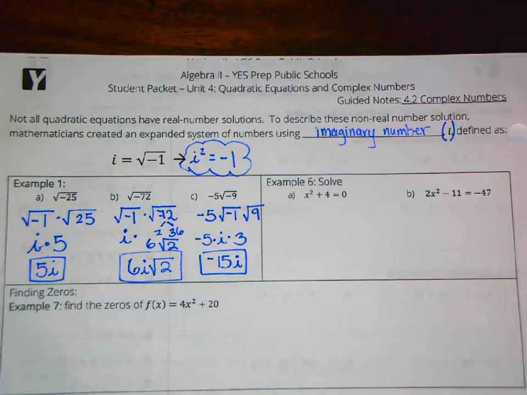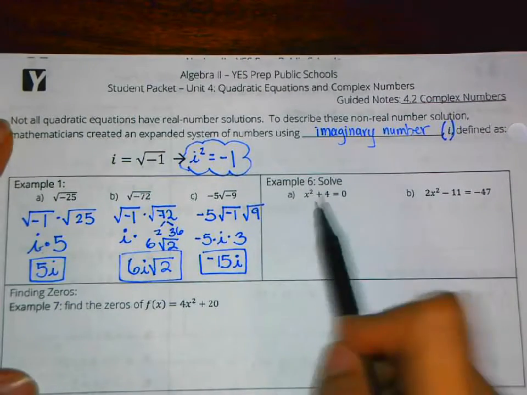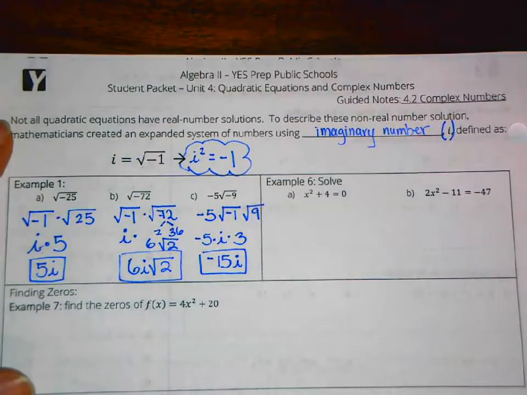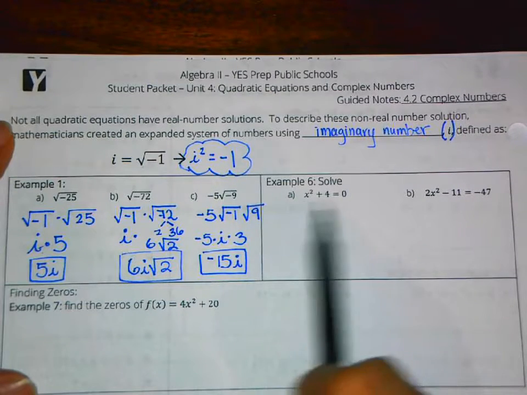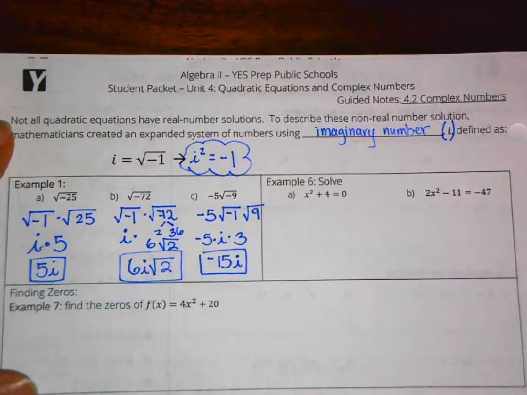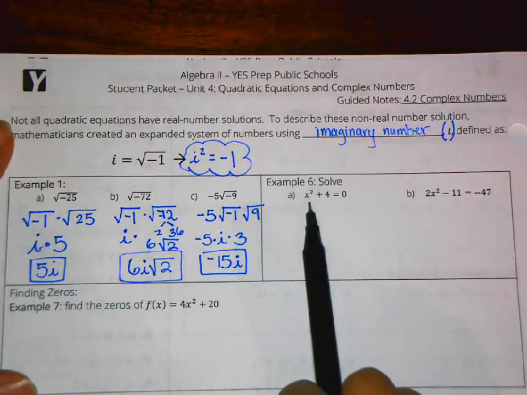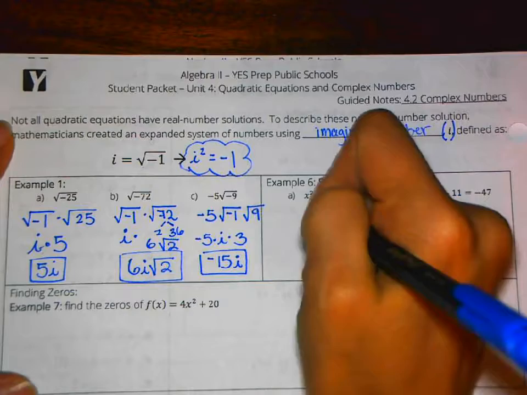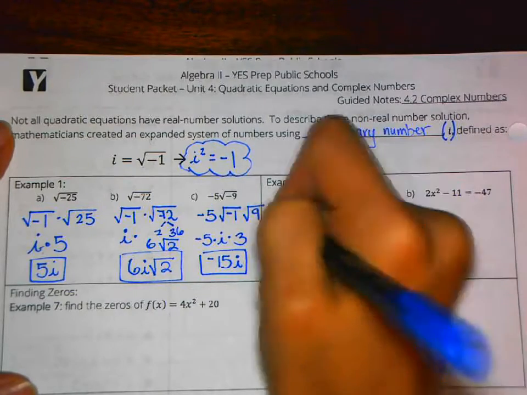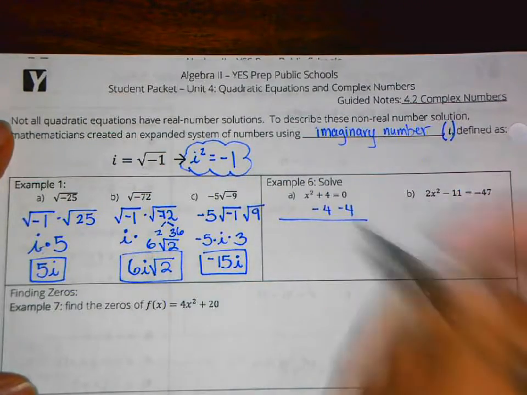Okay, now that we talked about simplifying square root of a negative number and now actually put it to use, let's solve this equation. x squared plus 4 equals 0. Notice how there's only one variable in there, and that's an x squared. And I'm going to solve it like a regular equation. So I'm going to subtract 4 on both sides. I have x squared equals negative 4.